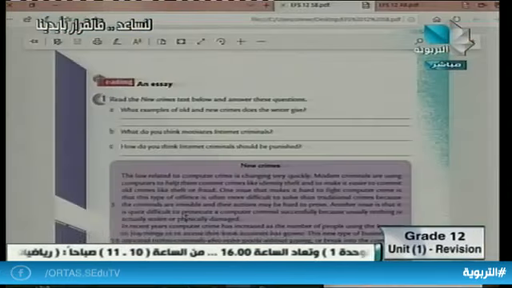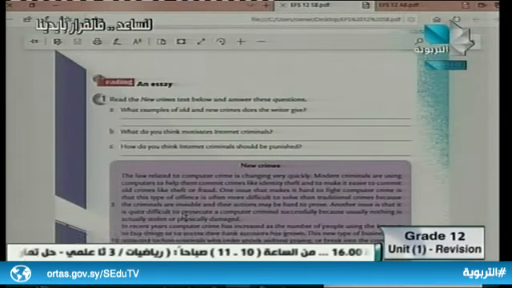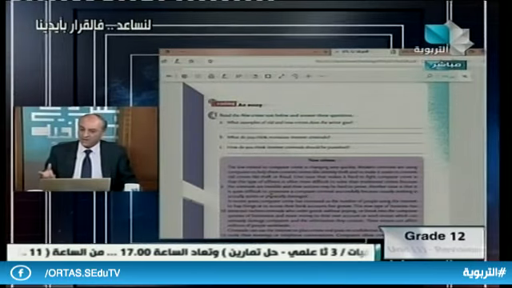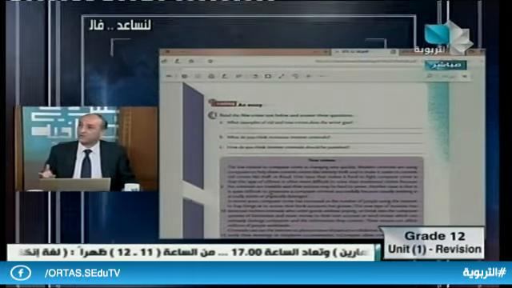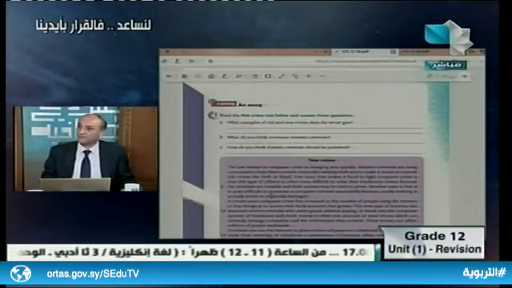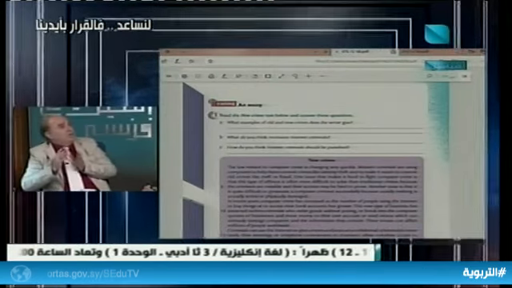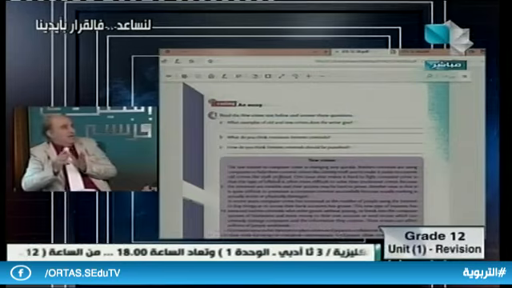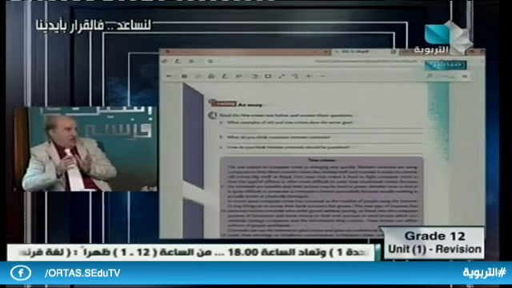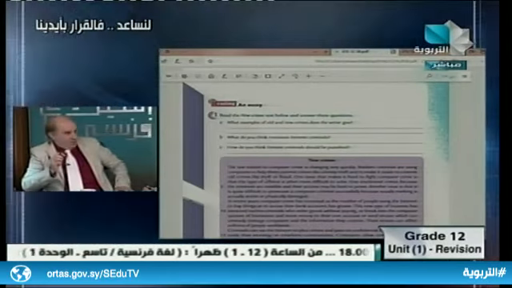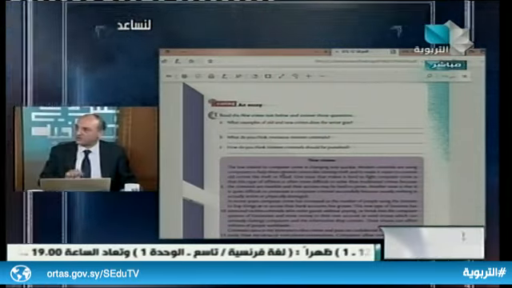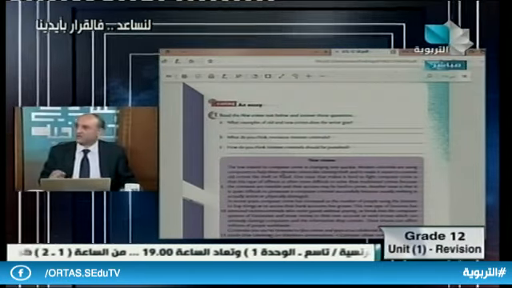So here let me ask you directly about the text, which is at page 14. Which law, Mr. Karim, is changing very quickly? Actually, laws which are related to computer crimes. Exactly. These are the laws related to computer crimes. This is the law which is changing very quickly.